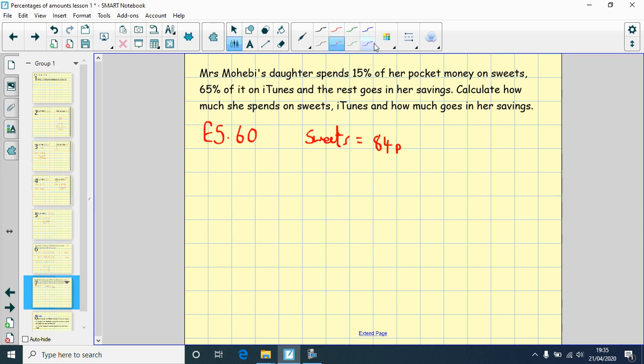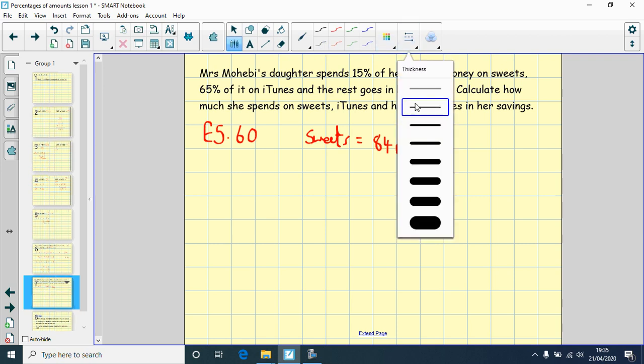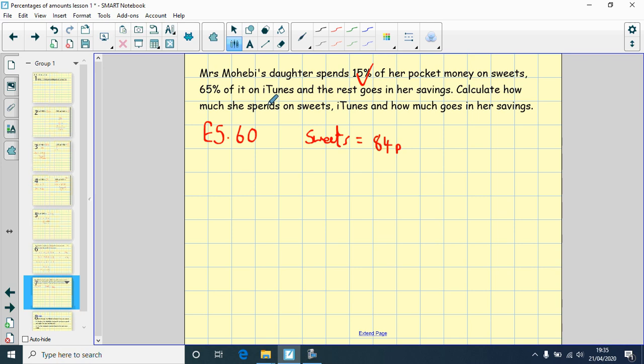Right, the next bit we've got to do, let's have a look. Done the sweets. The next bit, 65% goes on iTunes. Well, we've already worked out 10%. We know 10% is 56p. But I don't want 10%, I want 65%. So what have I done to get from 10% to 60%? I've times it by 6. So I need to times this by 6.